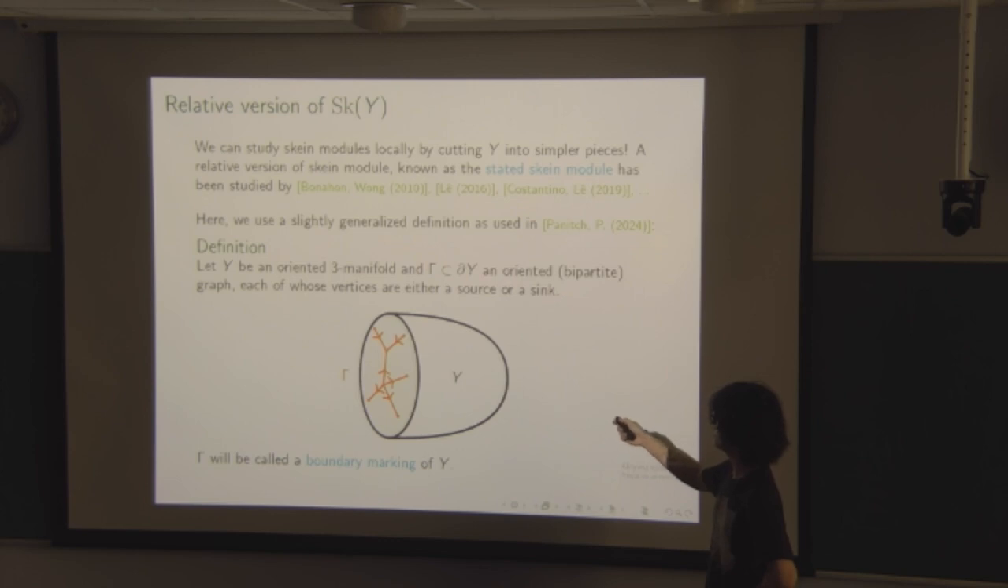We want this oriented graph to be such that all the vertices are either a source or a sink, meaning the orientations at the edges are such that for each vertex, the orientations are always coming out of that vertex or coming into that vertex. If it's coming out, it's called a source. If it's going in, then it's called a sink. So this is an example of a boundary marked three manifold.